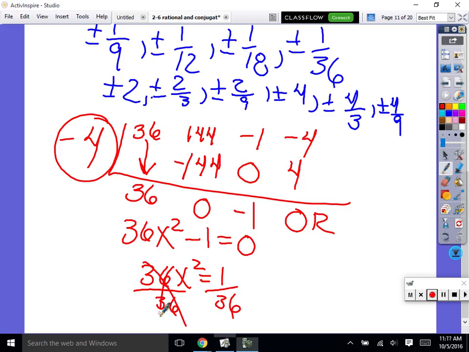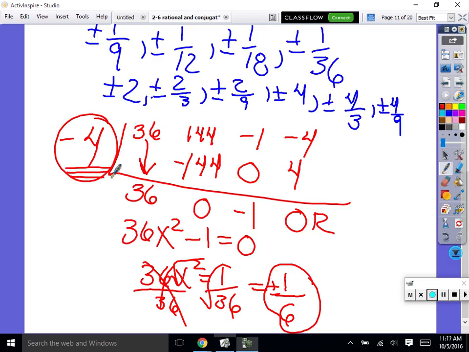Now we would square root it, correct? So isn't the square root of 1 is 1. The square root of 36 is? So our other two solutions that were possible was plus and minus 1/6, which we found are actual rational roots. So we found all 3.